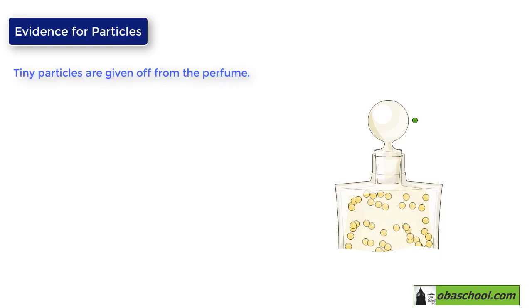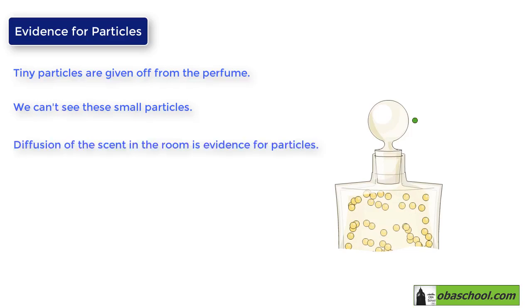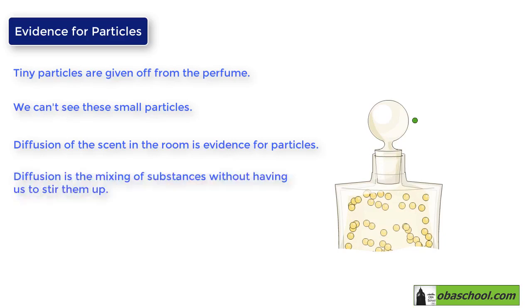It evaporates. We can't see the particles that escape from its surface because they're so small. But they must be there because we can soon smell the scent in every corner of the room. This ability of a scent to diffuse through the air in a room like this is evidence that the scent and other liquids and gases are made up of tiny particles. Note that diffusion is the mixing of substances without having to stir them up.